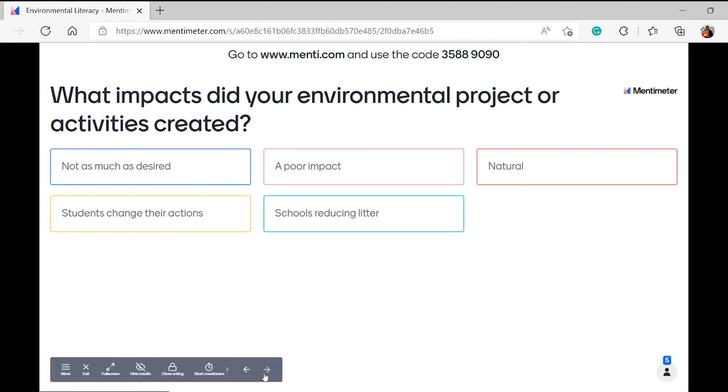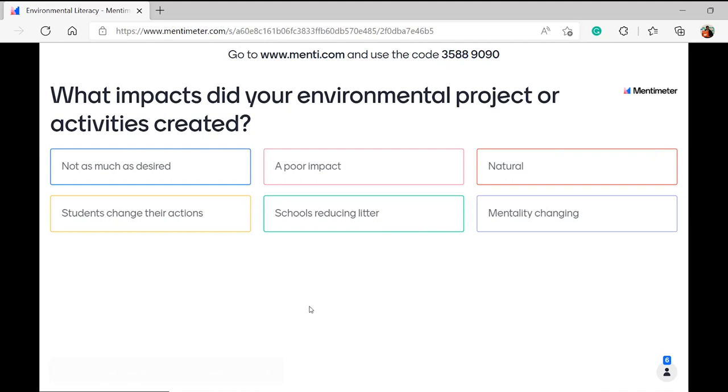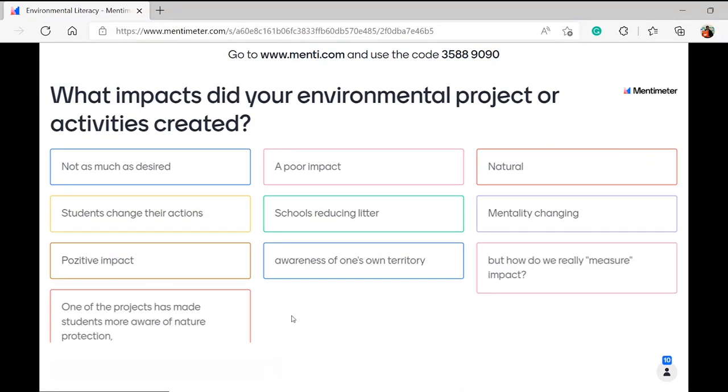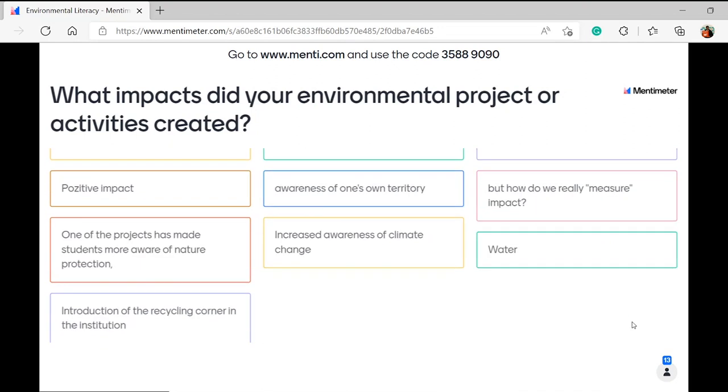Wonderful. Schools reducing litter. Mentality changing. Okay, that's more about attitude, positive impact, awareness of one's own territory. Yes, how do we really measure impact?